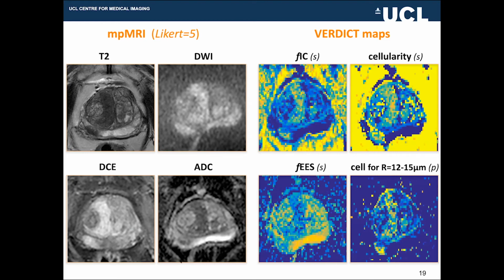It's a bit like having a multiparametric MRI scan and producing a VERDICT map and saying the VERDICT map helps when clearly you can see the tumor on the right side of the multiparametric MRI anyway. It's not these patients we're interested in.